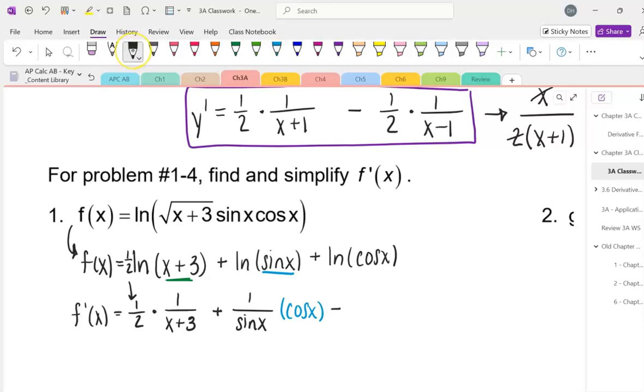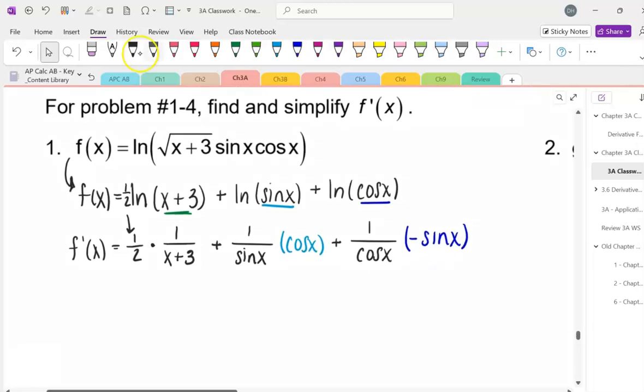And then we have plus 1 over the rewrite. And then you have to multiply by the derivative of what's inside of the natural log. Derivative of cosine is negative sine. So our final answer would be the quote-unquote simplified version. We're not going to fully combine this into a single fraction. I'm just going to leave it as 3 separate parts.